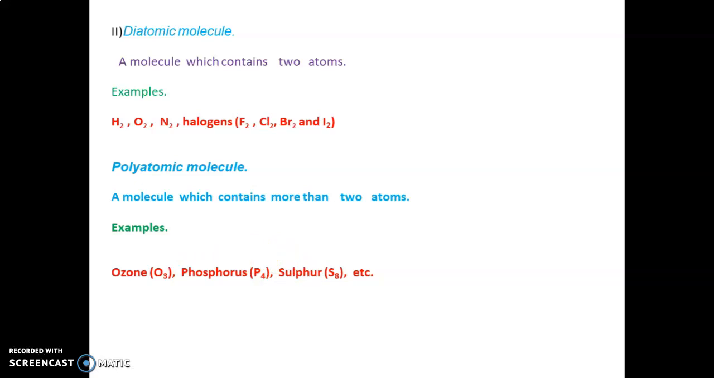That is, molecules are mainly classified in two ways. First, based on type of atom, they are classified into homoatomic molecule and heteroatomic molecule. The second, based on number of atoms, they are classified into monoatomic molecule, diatomic molecule and polyatomic molecule. Monoatomic molecule means it contains only one atom. Diatomic molecule means it contains two atoms. Polyatomic molecule means it contains more than two atoms.